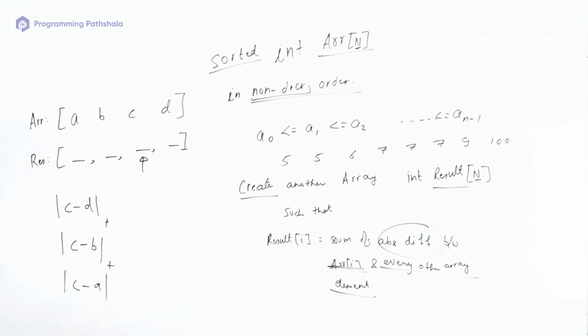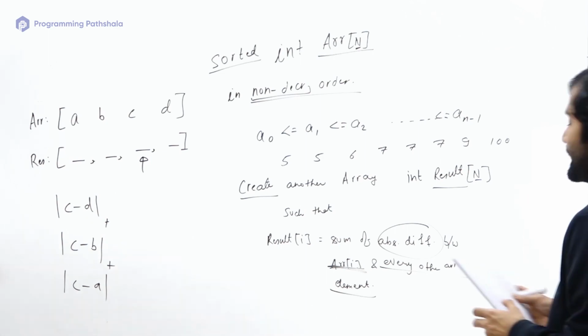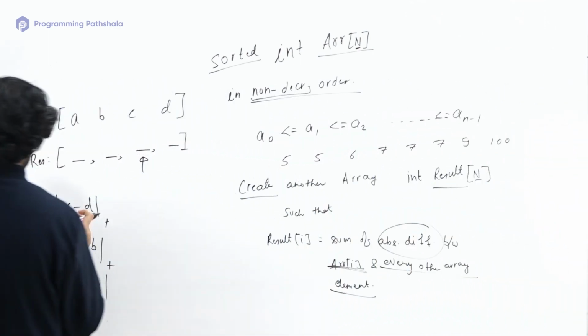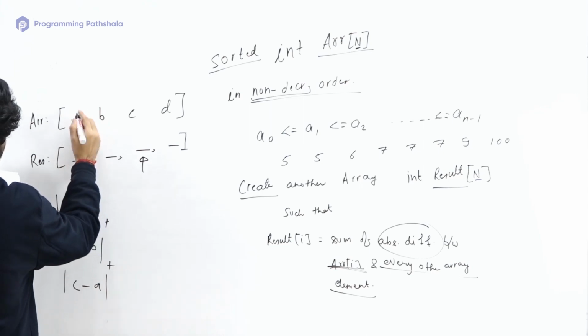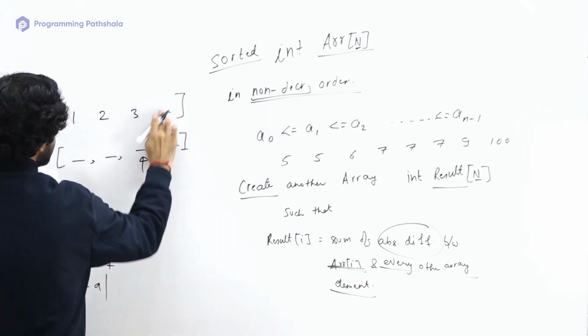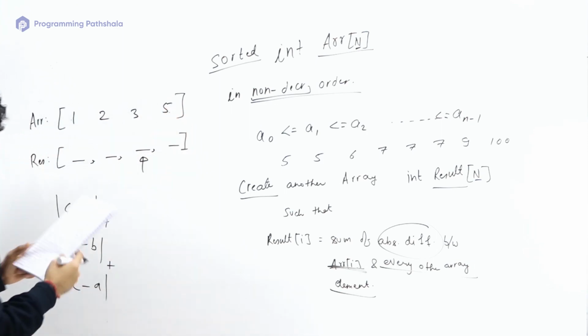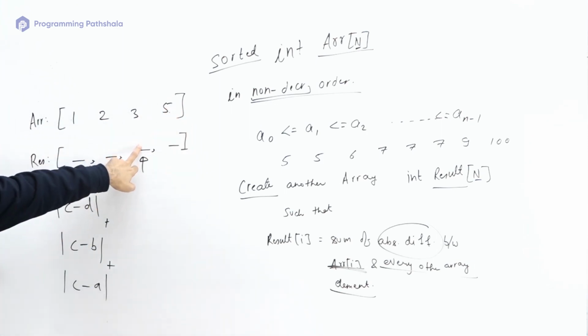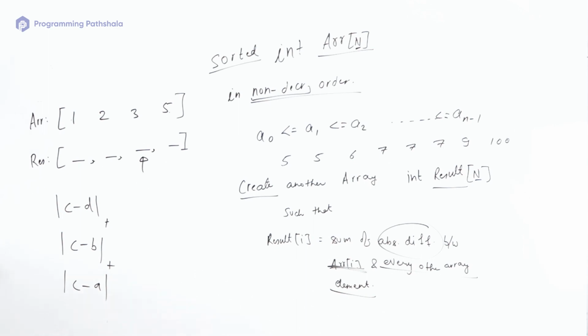Cool. So now that you have understood this thing, let's replace A, B, C, D by some actual values. So let's say this is 1, this is 2, this is 3, and this is 5. Can somebody tell me what will be the value that will come here? Yeah, 5, right? Why will it be 5?